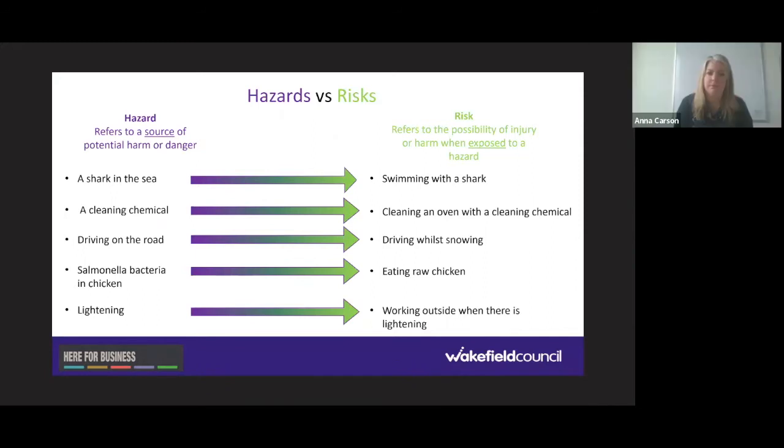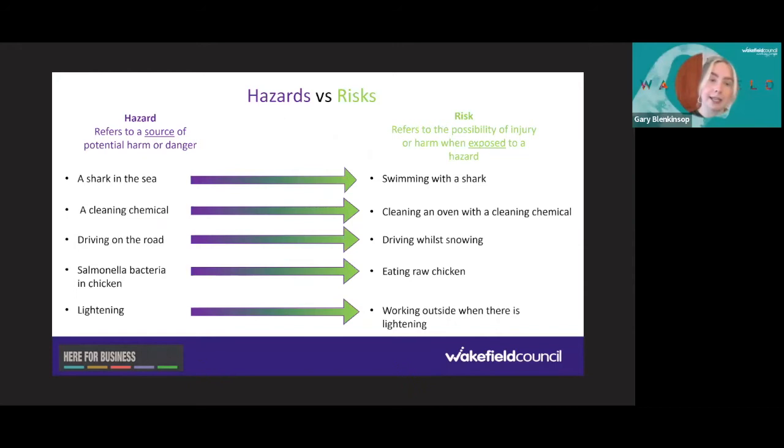So the hazard itself refers to the source of the potential harm or danger, whereas the risk refers to the possibility of injury or harm when somebody is exposed to that hazard. So we'll just go through some really obvious examples to help contextualise that a little bit. So obviously a hazard would be a shark in the sea. The risk only comes in when you go swimming with that shark. Similarly, the hazard could be a toxic cleaning chemical, but the risk only comes in when you are asked to clean the oven with that chemical.